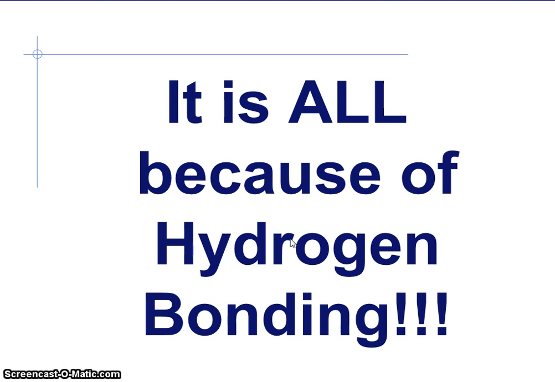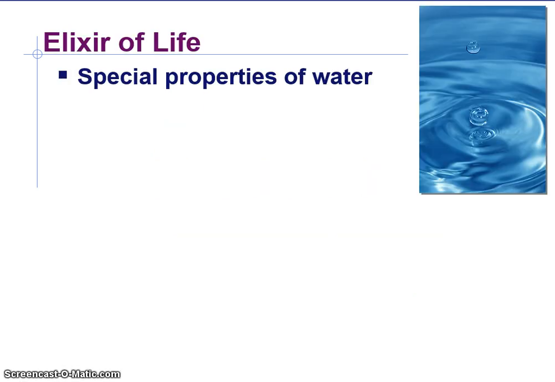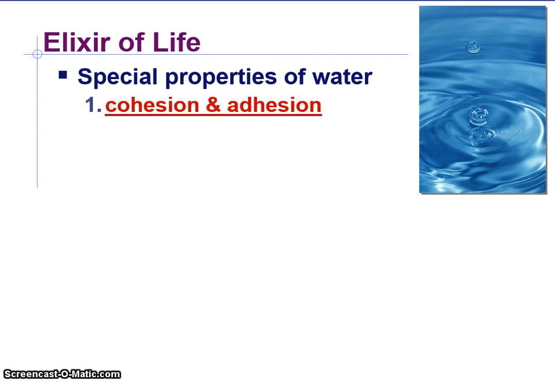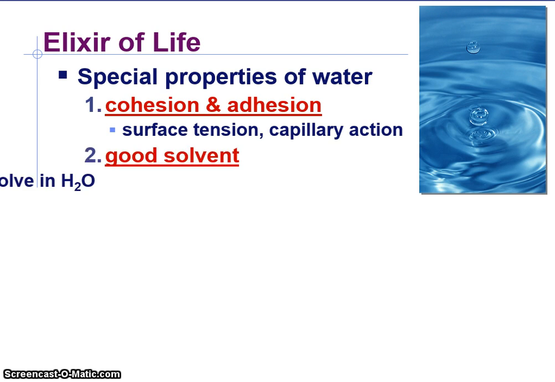So all of the properties that we're going to see, the majority of them are the result of this kind of hydrogen bonding, which is the result of water being a polar molecule. So some of the properties of water are cohesion and adhesion, and this cohesion and adhesion results in surface tension and capillary action. And I'm going to get into more details of each of these as we go through, but this is just a list.